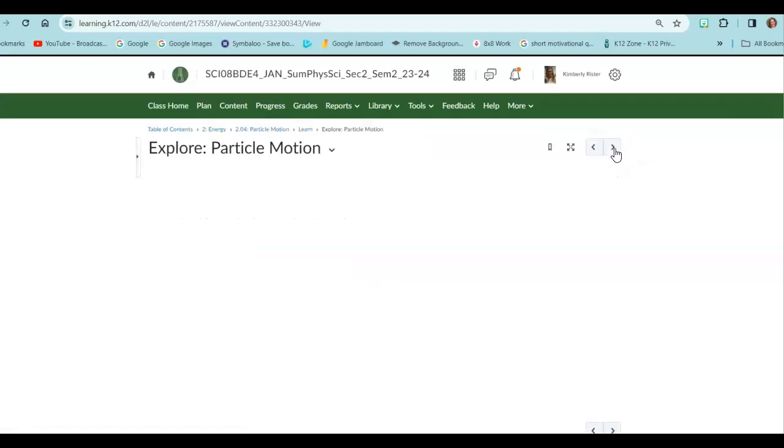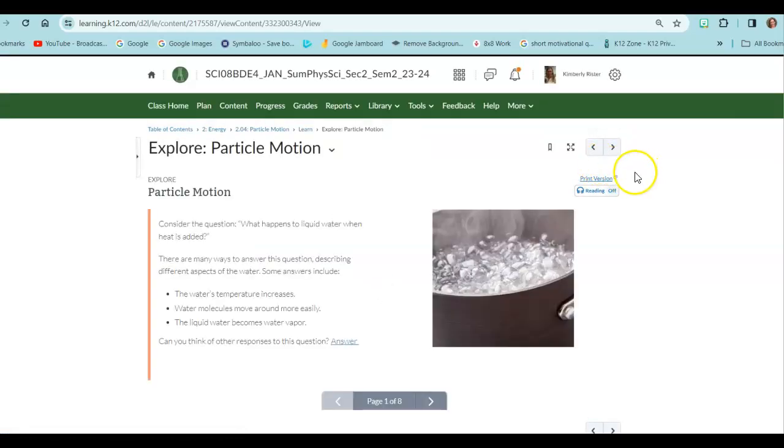As we jump into the lesson portion, the Explore, we're talking about particles, and you might remember some things about particles from semester A. Consider the question, what happens to liquid water when heat is added? We just read that. That's our first guiding question. There are many ways to answer this question, describing different aspects of the water. Some of your answers could include, maybe you want to put all three of these: the water's temperature increases, water molecules move around more easily, and the liquid becomes water vapor.